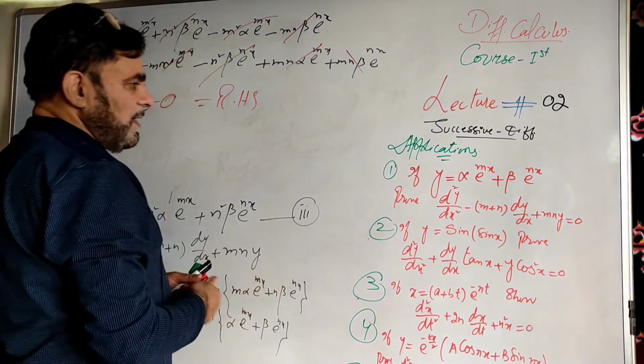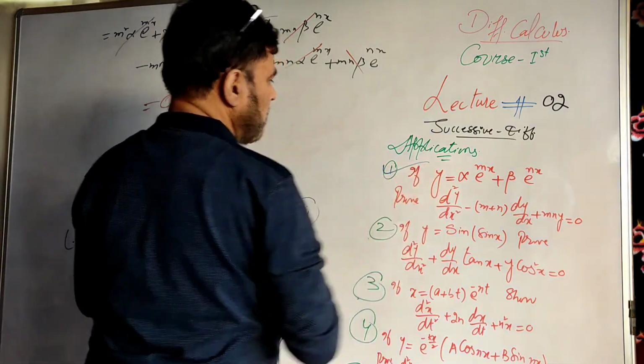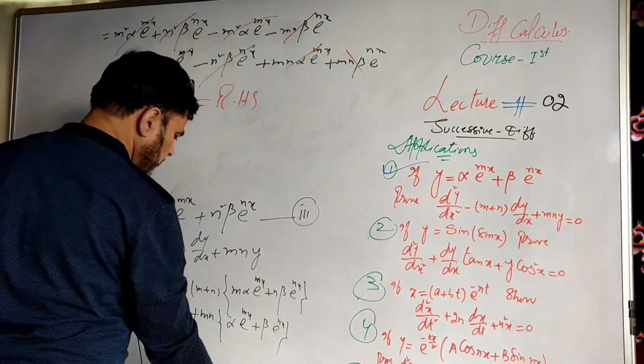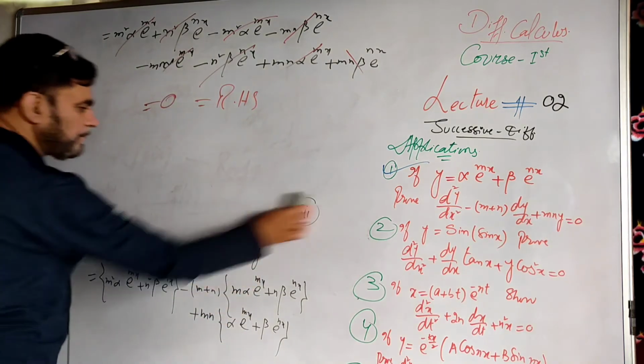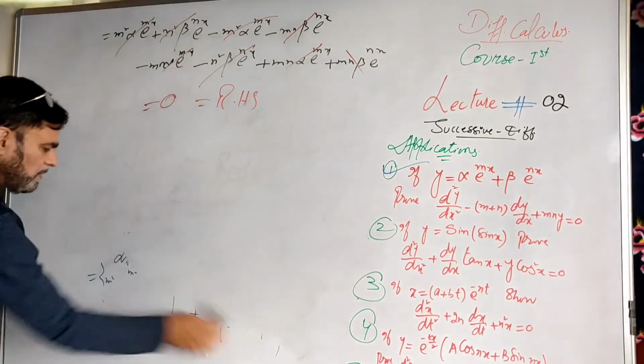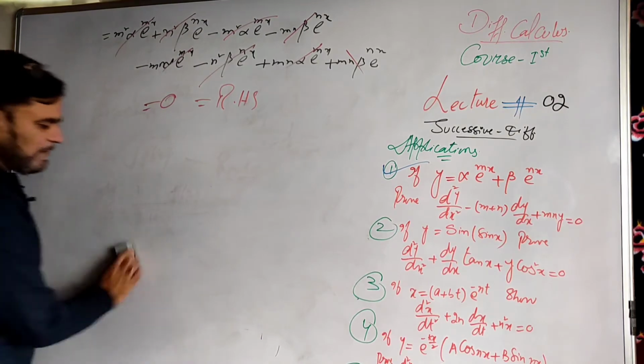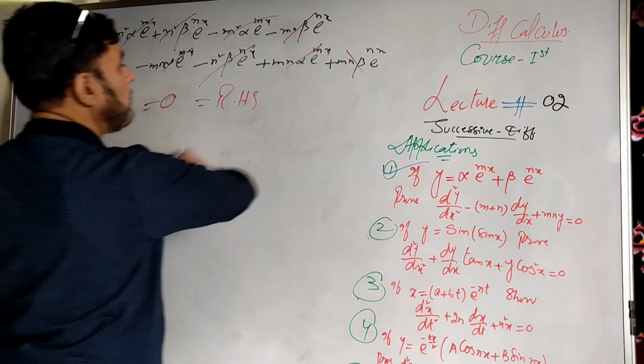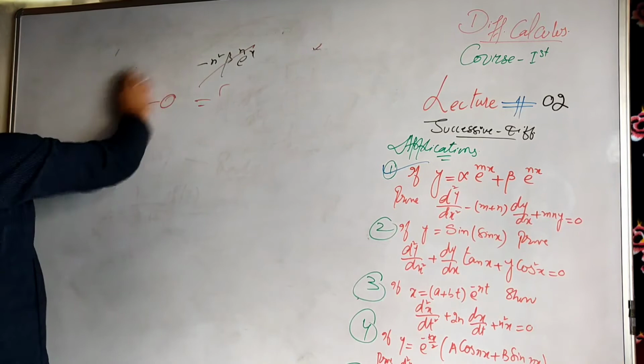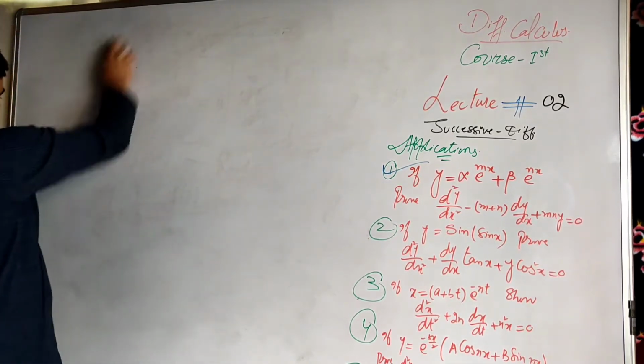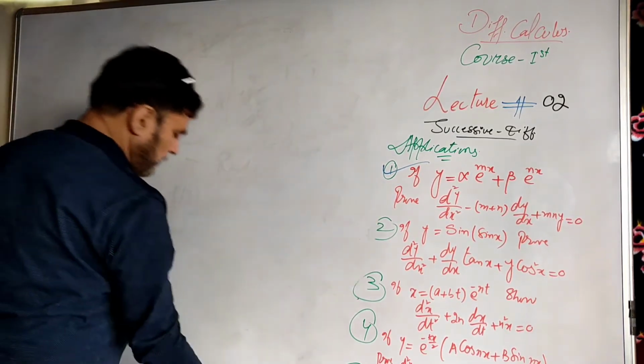So this way, this application I have taken on successive differentiation. This is done. These are some problems on successive differentiation. Then we have to go for another derivative. How we find out another derivative, and we will then reach the Leibniz theorem.